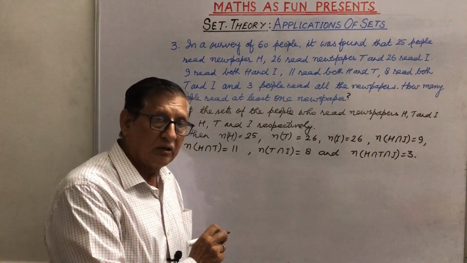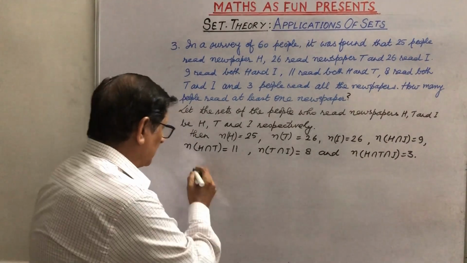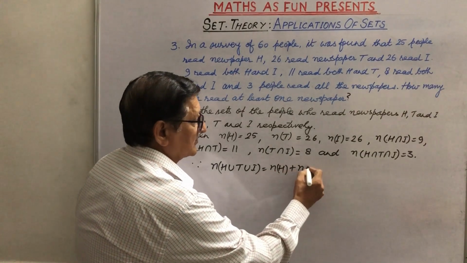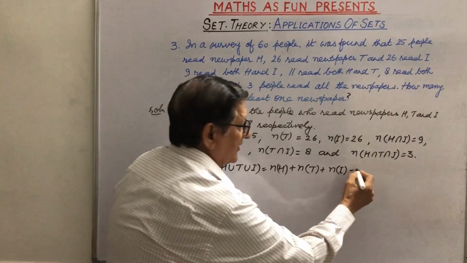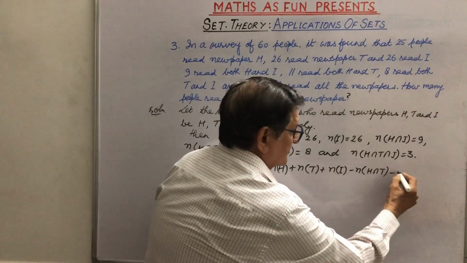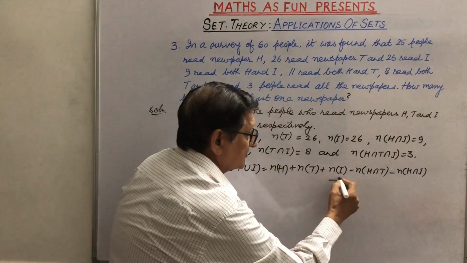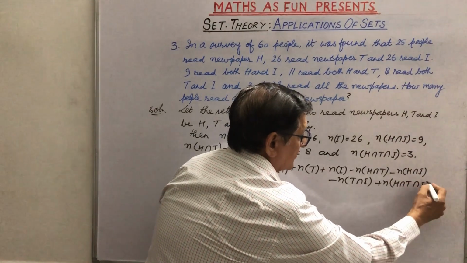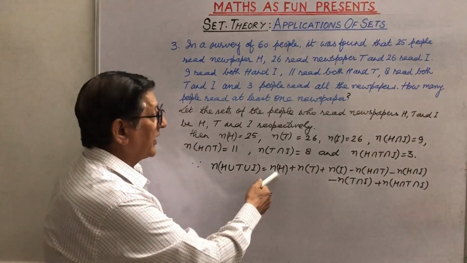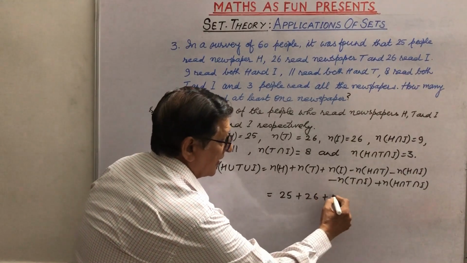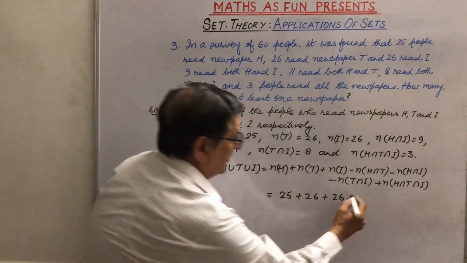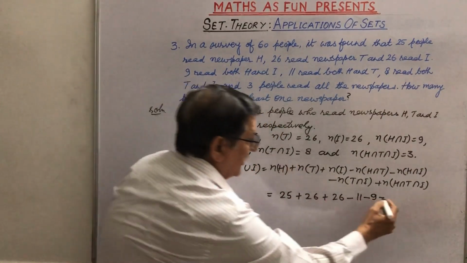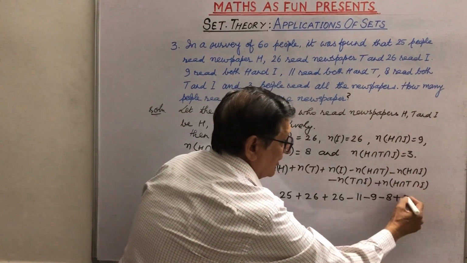And we have to find out here N(H union T union I), and we know the formula: N(H union T union I) is equal to N(H) plus N(T) plus N(I) minus N(H intersection T) minus N(H intersection I) minus N(T intersection I) plus N(H intersection T intersection I). Substituting the values we get here, N(H) is 25, N(T) is 26, N(I) is 26, N(H intersection T) is 11, N(H intersection I) is 9, N(T intersection I) is 8, plus N(H intersection T intersection I) is 3.